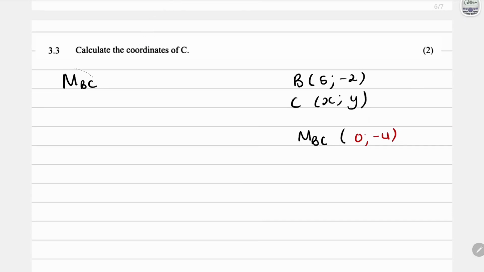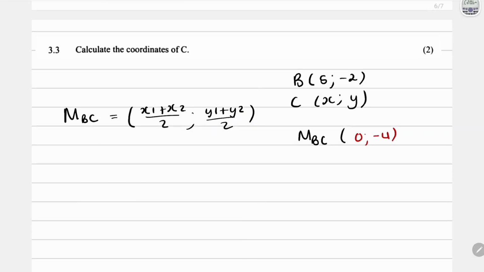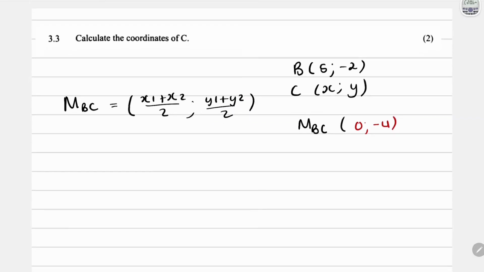So we're using the equation of the midpoint. Midpoint is equal to (x1 plus x2) over 2, and then (y1 plus y2) over 2. Remember, grade 12s, this is in your formula sheet, okay? And then we're going to go ahead and say, well, we already know the midpoint of this. It is (0, -4).